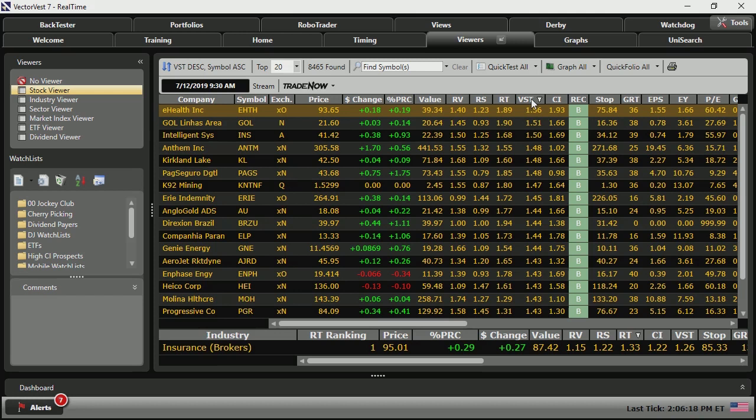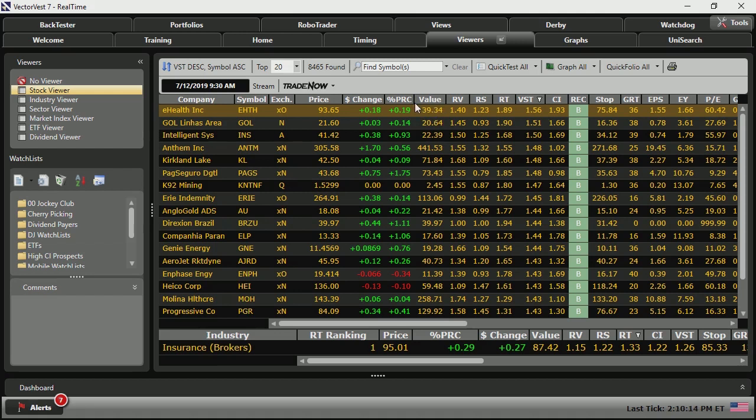Every day, VectorVest provides you clear, concise information and not scads of data that could take you hours on your own to decipher. Starting off at the very beginning, we start off with the company's name, the symbol, the exchange, the current price of the stock, the dollar change of the stock, percent price change, you know, information that you can typically find anywhere else. But after the percent price change, we then come to the value column, and this is where you really start to see the power of VectorVest shine.